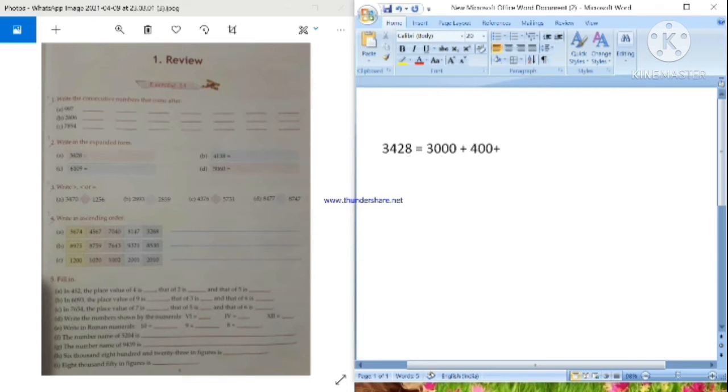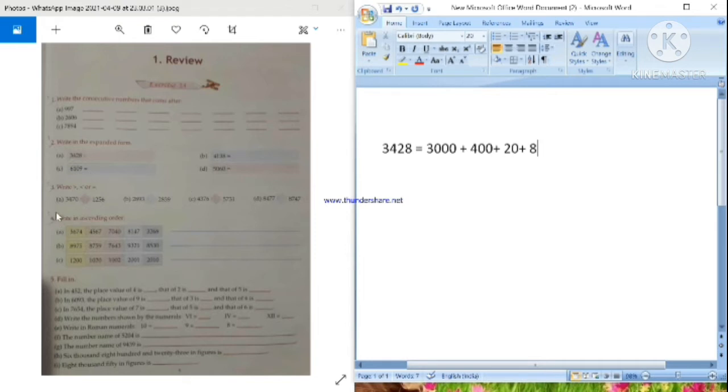After that the next one is 2, and after 2 how many digits are there? Only 1, so we will write 1 zero, that is 20. Then the next one is 8, and after 8 there is no digit, so we will write 8 as it is. So this is called the expanded form and this is called the short form. Okay, in the same way you have to complete B, C and D also.